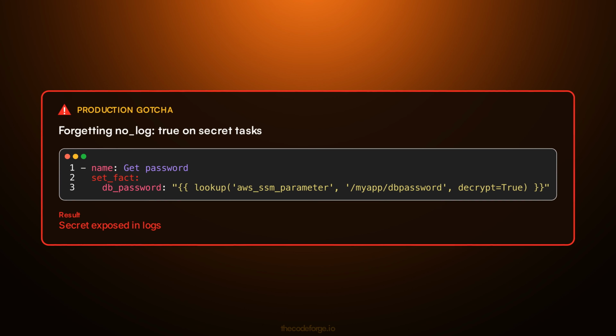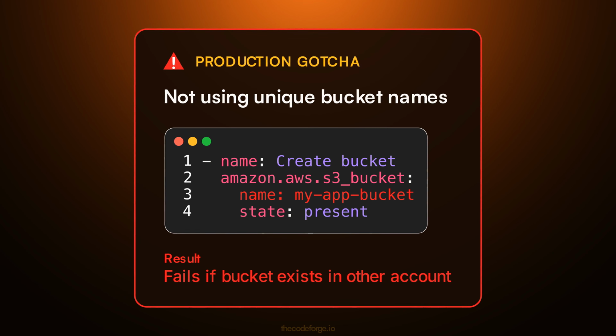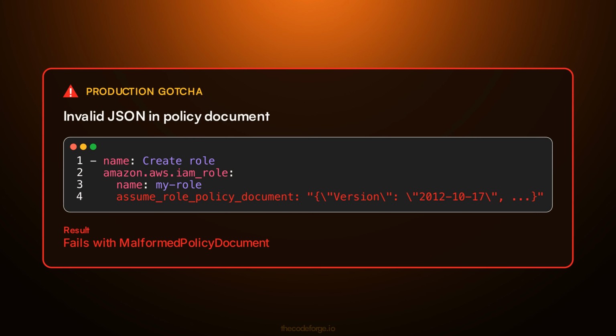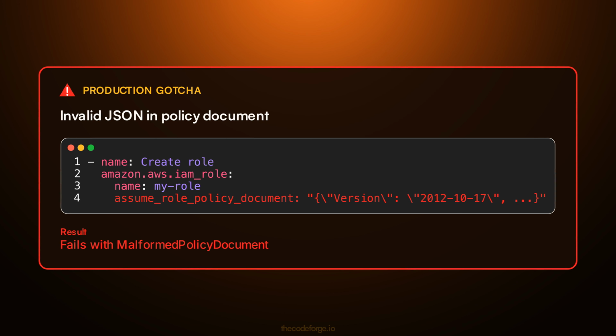Without no_log true, the secret value appears in playbook logs and CI output. Always add no_log true to tasks that handle secrets. Simple storage service bucket names must be globally unique. Use a naming convention like company, app, environment, region to avoid collisions. A trailing comma or invalid quotes in the JSON will cause a malformed policy document error. Validate the JSON before using it.